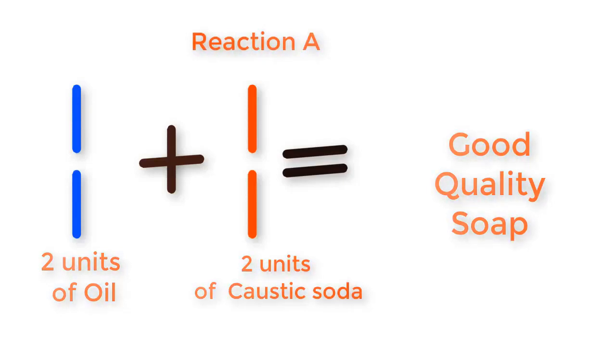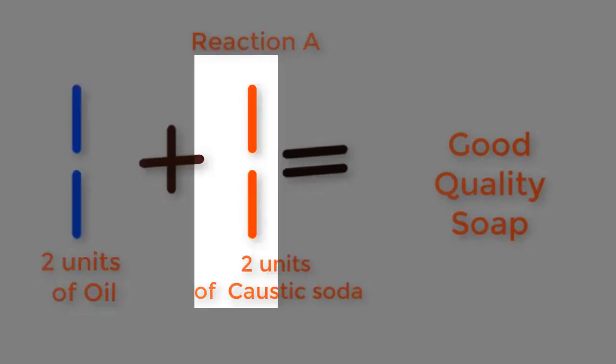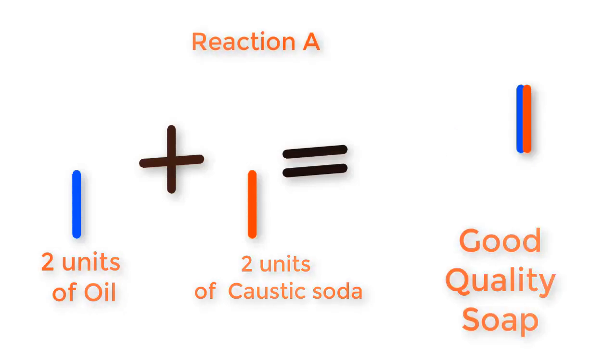How do you identify a good quality soap? Now let's see what makes it good. The oil is represented by the blue strokes, while the caustic soda is represented by the red strokes. So let's see. 1 unit of oil combined with 1 unit of caustic soda (CS) to form 1 unit of soap. Another unit of oil combined with another unit of caustic soda (CS) to form a unit of soap.